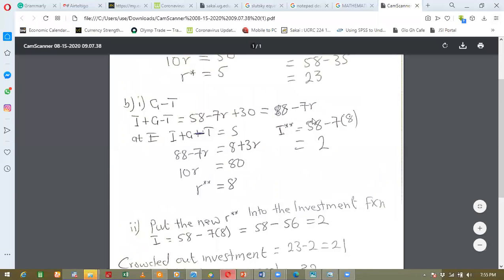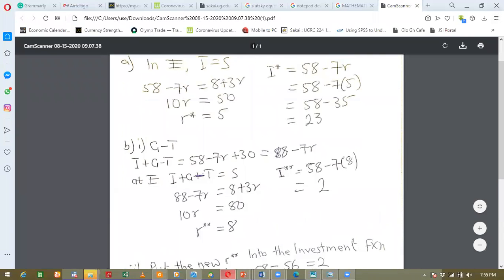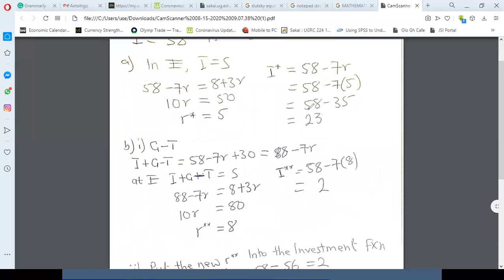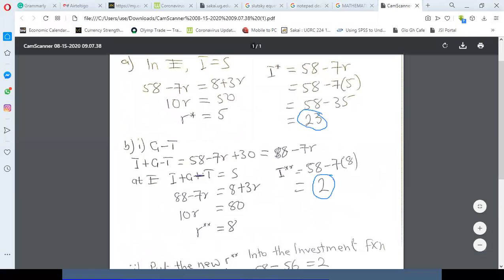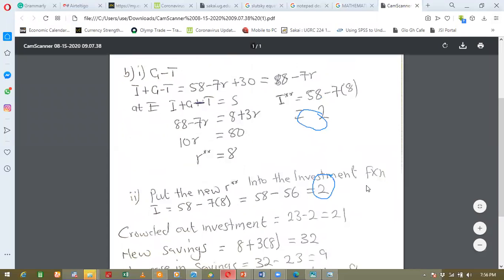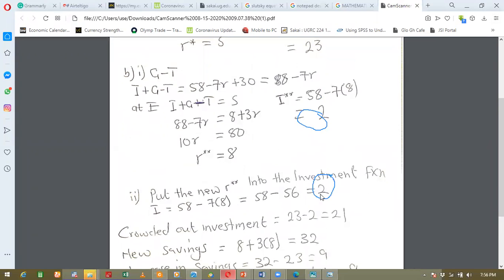So this was our initial one. This was the initial investment, and then this is the new one. Okay, this is the new one. So we want to look at the crowding out here. Okay. Now, this is the initial one.